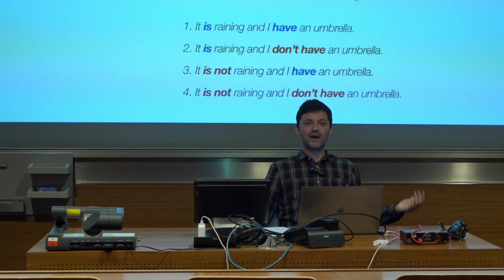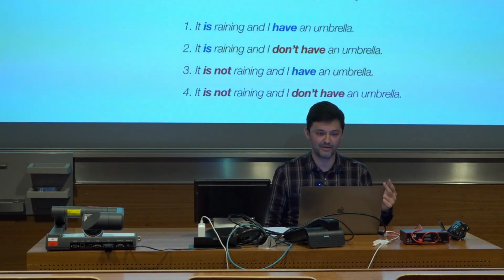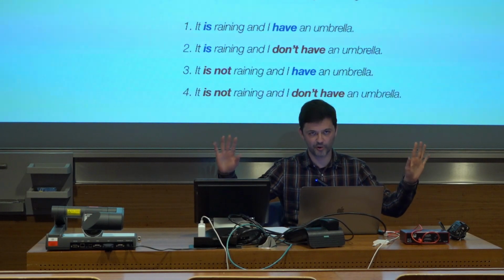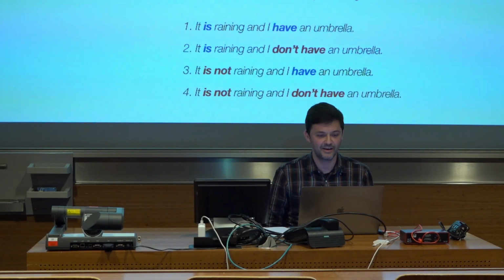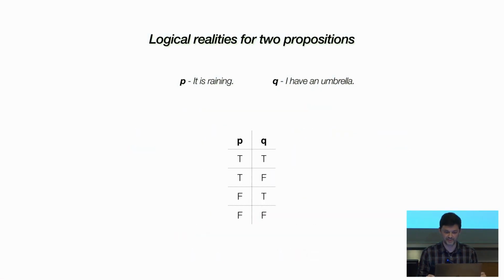But now what happens is that we have four logical realities when we combine them. Imagine four worlds. In one it is raining and I have an umbrella. In another one it is raining and I don't have an umbrella. In one it is not raining and I have an umbrella. And in the last one it is not raining and I do not have an umbrella. This is how we can represent all the possible combinations, yeah? True and false for each one of them.